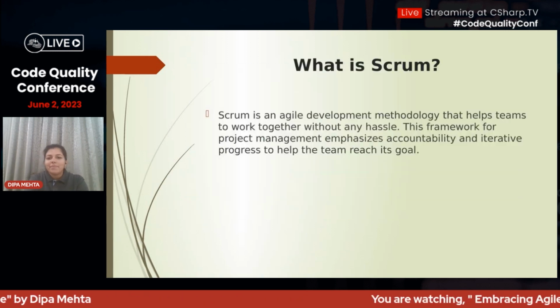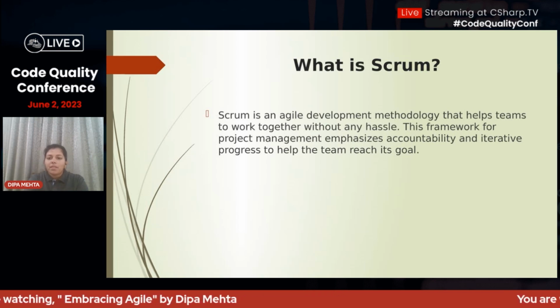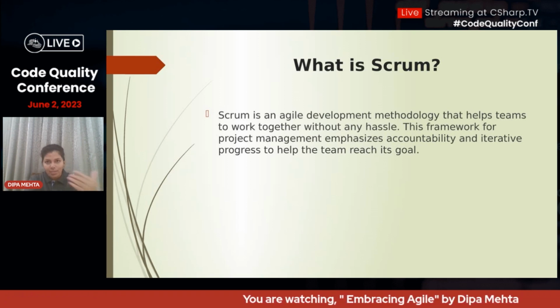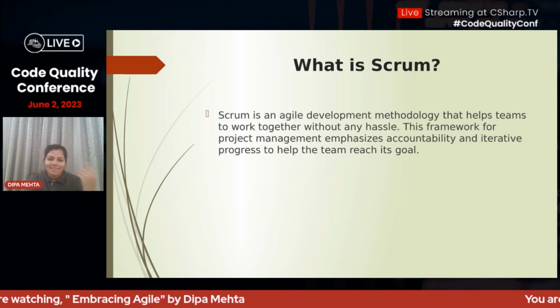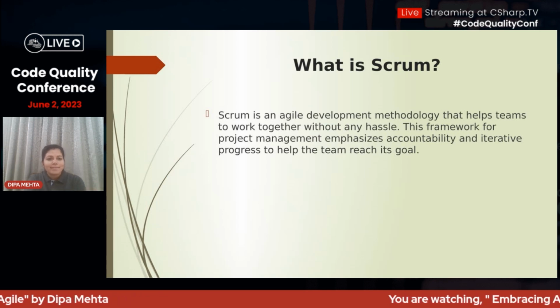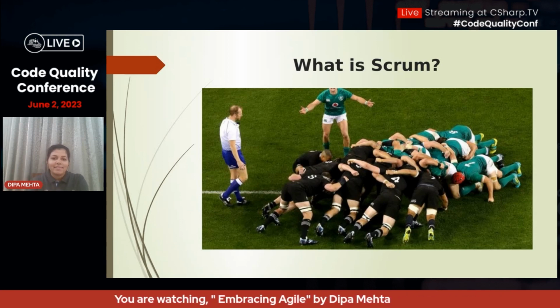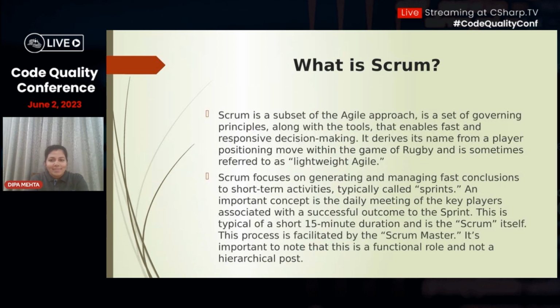Okay. So Scrum is an agile development methodology that helps teams work together without any hassles. This framework for project management emphasizes accountability and iterative progress to help the team reach its goals. It's very simple, a smaller part of Agile. So this is the game of rugby, and we can say how Scrum works. Team is very important.